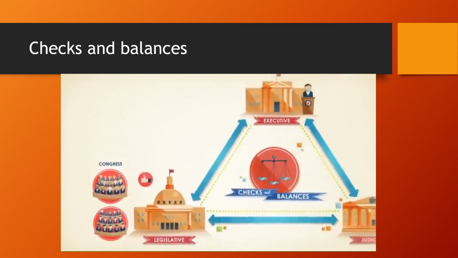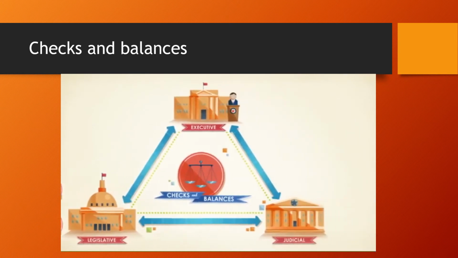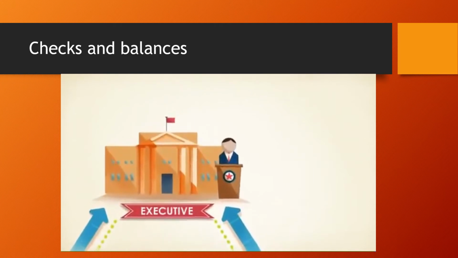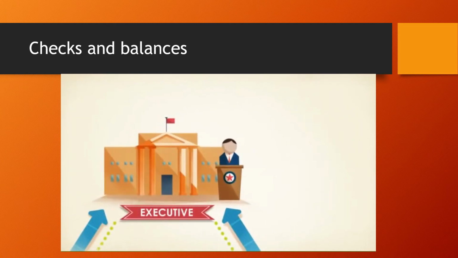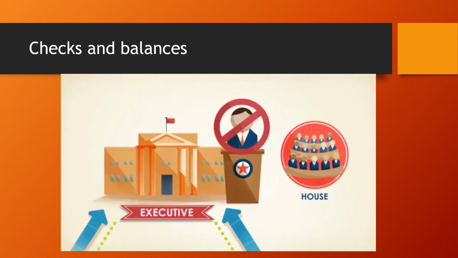Plus, Congress must approve paying for these actions, so the president can't keep the troops in action if Congress doesn't give him the money. The Supreme Court could rule the executive order to be unconstitutional, just like it could a law. The president is the leader of the executive branch, but if he gets power hungry or starts breaking laws, then the House can vote to impeach. That means bring charges against the president.